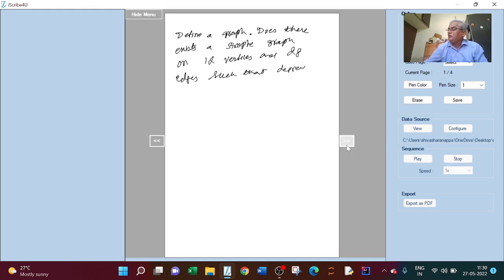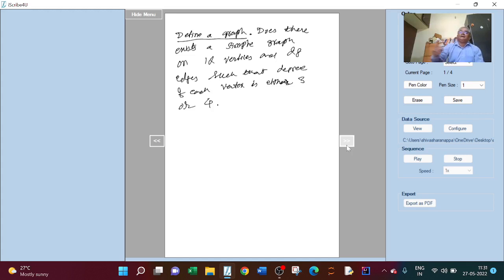degree of each vertex is either 3 or 4? Okay, the question is, does there exist a graph with 12 vertices and 28 edges such that the degree of each vertex is equal to 3 or 4? And the first part is define a graph.